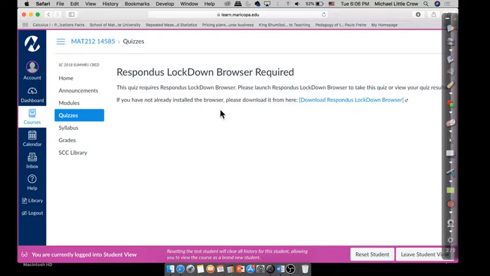I also got stuck here. I downloaded it and came back in to try to take it, but you can't take it unless you close everything and then open the lockdown browser. So again, that's why it's good to test it out first. Okay, I'm going to leave student mode.